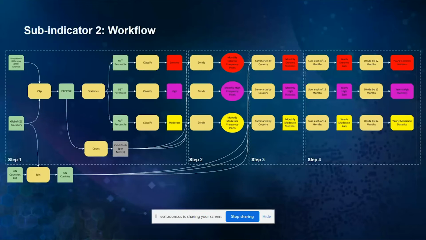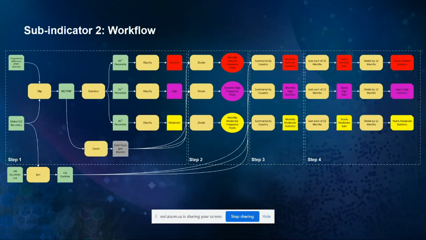This is the workflow for the second sub-indicator. It's similar to the previous sub-indicator 1. But here we are measuring the chlorophyll-a anomalies, also based on the same calculation, but here we also measure the frequency of the anomalies. If the pixel is in the 90th percentile, then it's moderate. It's high if it's 95th percentile or extreme at 99th percentile. And then we divided over the total number of pixels in the EEZ, and then we get the proportion or the percentage.